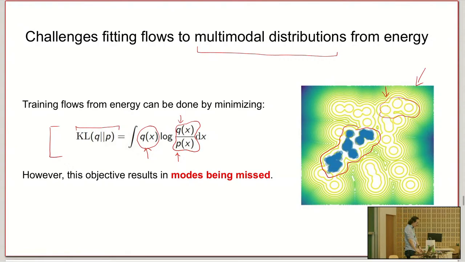You can actually easily optimize this by Monte Carlo. This is an expectation of this log density ratio, and you can estimate it by Monte Carlo, drawing samples from Q, and you can do stochastic optimization. So optimizing this is easy, but it misses modes.